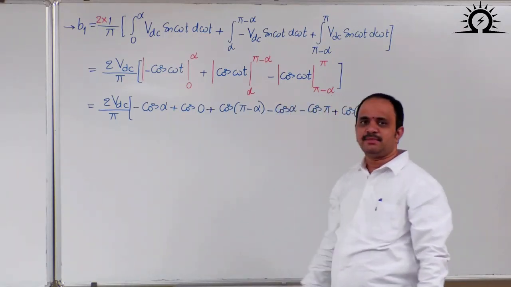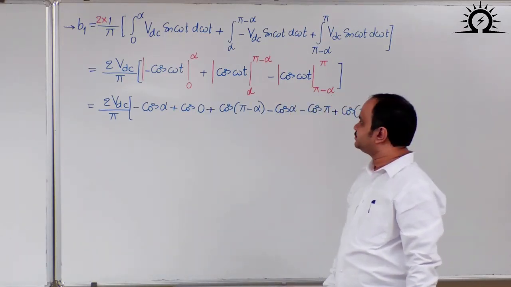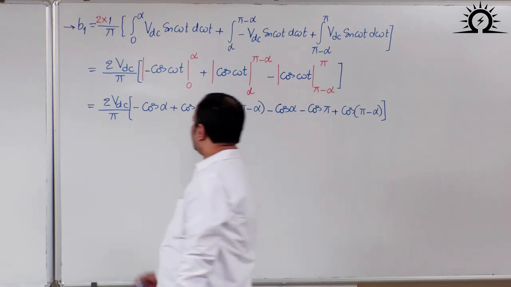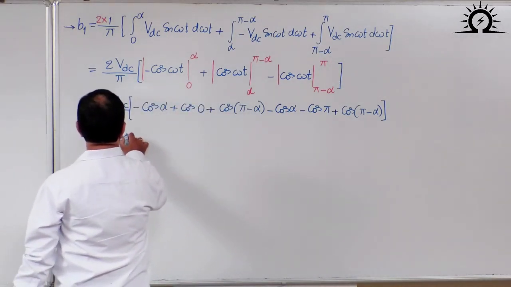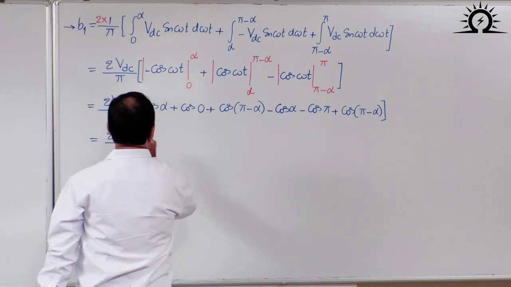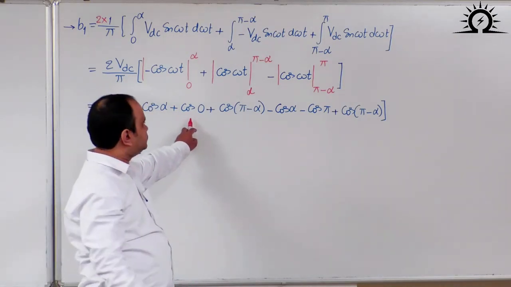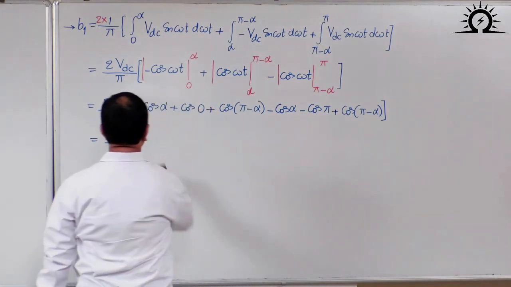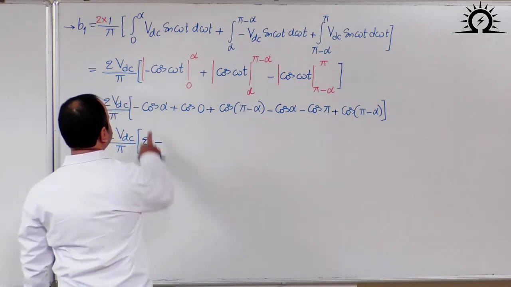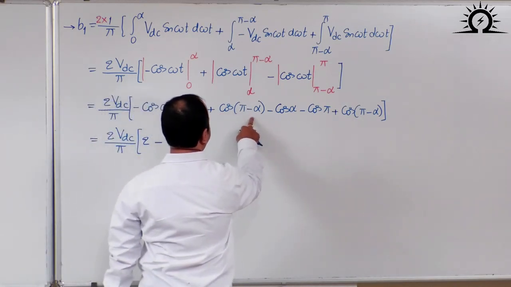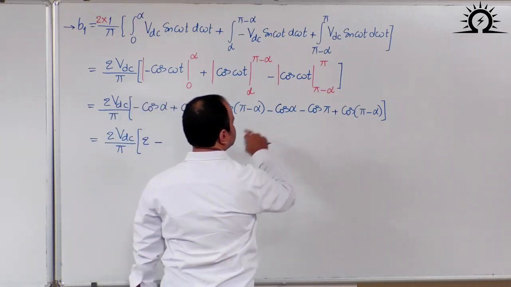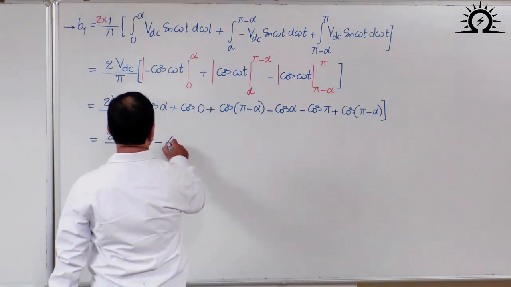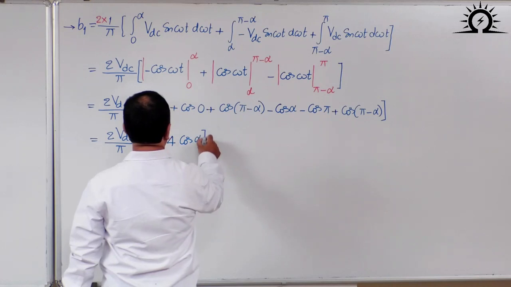The question is about the RMS value of the fundamental component, so we are calculating only for n equal to 1. Now 2 VDC by pi, cos 0 is 1, cos pi is minus 1, hence minus of minus plus 1, therefore it is 2, minus cos alpha. Cos of pi minus alpha is minus cos alpha, and again cos of pi minus alpha gives minus cos alpha, hence we have 4 cos alpha.